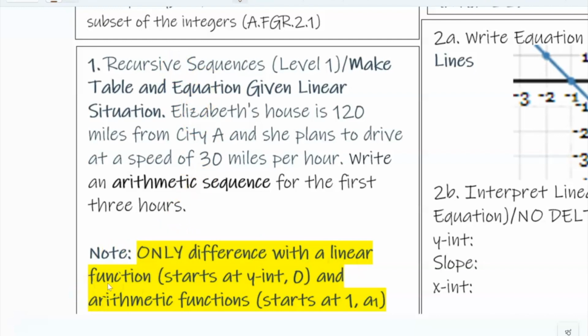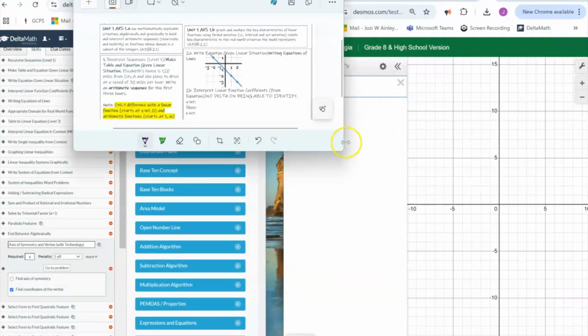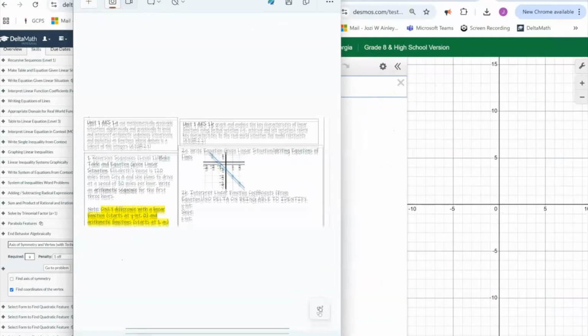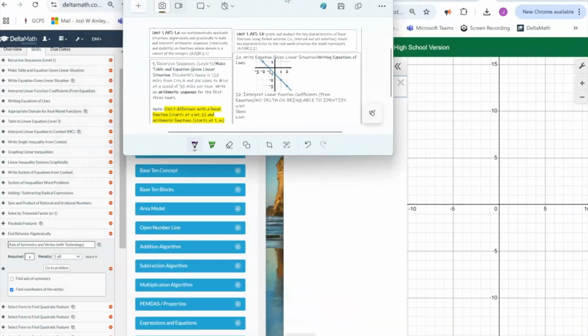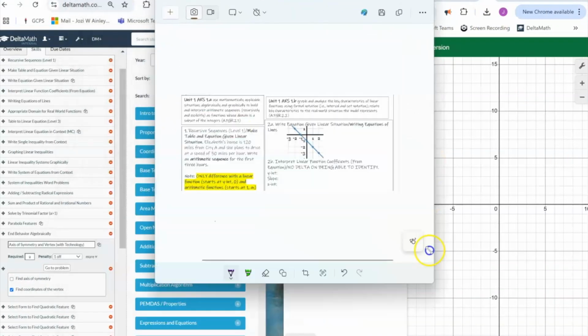So I'm going to talk about both in here, and what you need to know is the only difference between a linear function and an arithmetic function is that a linear function starts at the y-intercept. Your y-intercept is your start, it's 0. Whereas arithmetic functions, they start at 1. They start at a1, and that's going to be the main difference. So I'm going to show you both, that way you understand the difference between both of them and you're prepared for your test. So let's go ahead and start off with arithmetic.